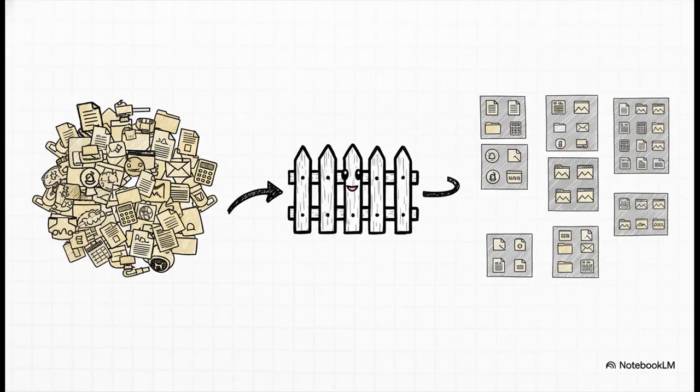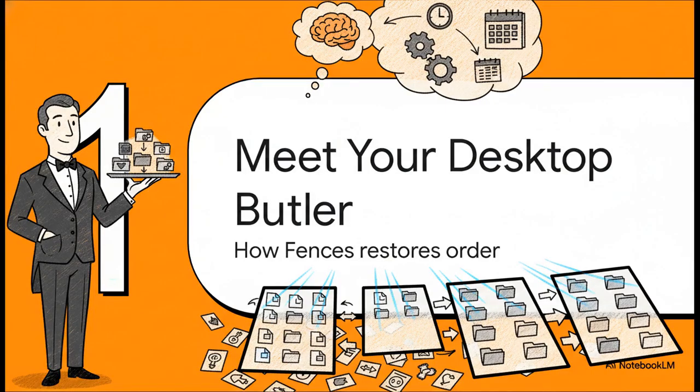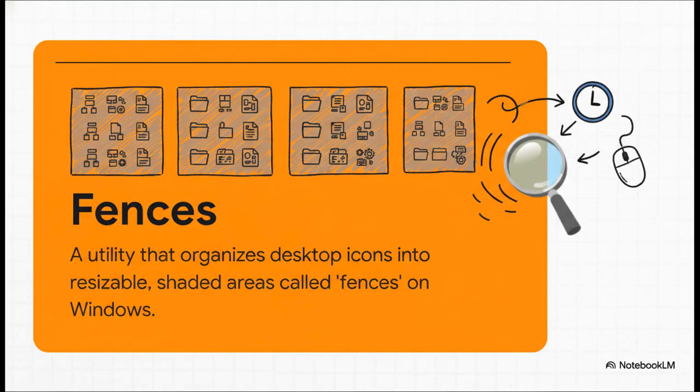But what if you could just call a ceasefire? Well, today we're looking at a piece of software that does exactly that. It's called Fences, and it's all about turning that chaos into clean, organized calm. The best way to think about Fences is like having a personal butler for your desktop. Seriously, it doesn't just tidy up, it intelligently organizes everything and keeps it all right where you need it, exactly when you need it.